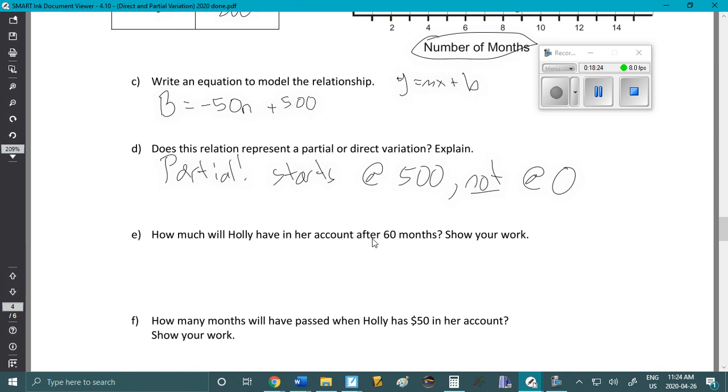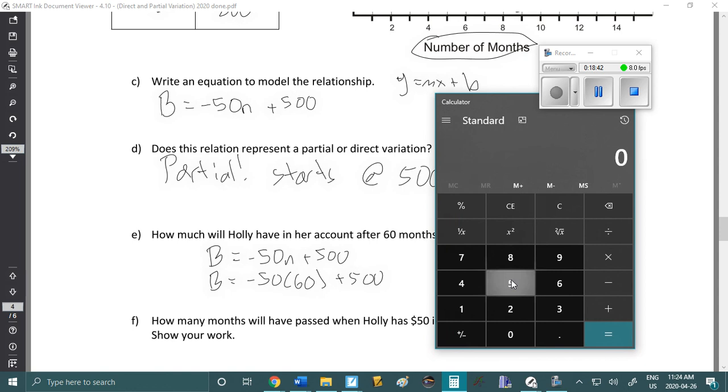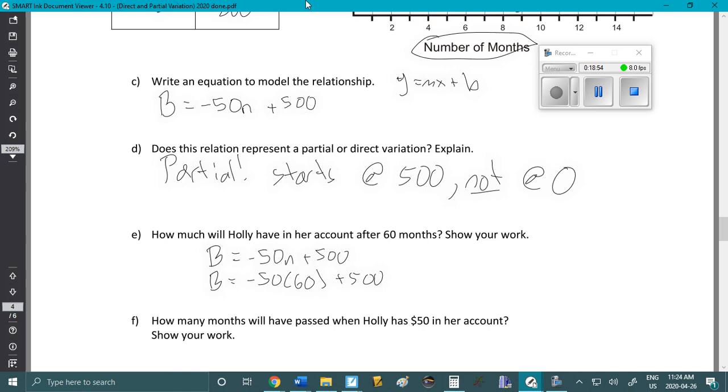So after 60 months, her balance follows this equation. So after 60 months, negative 50 times 60 plus 500. And we go to the calculator. So I clear it. So negative 50 times 60 is negative 3,000. And we got to add that 500. So negative $2,500. So what that means is if she continues at this rate, she'll be $2,500 in the red.